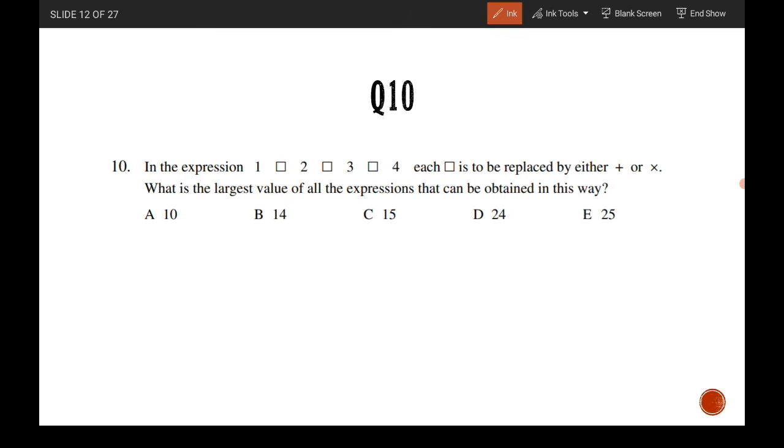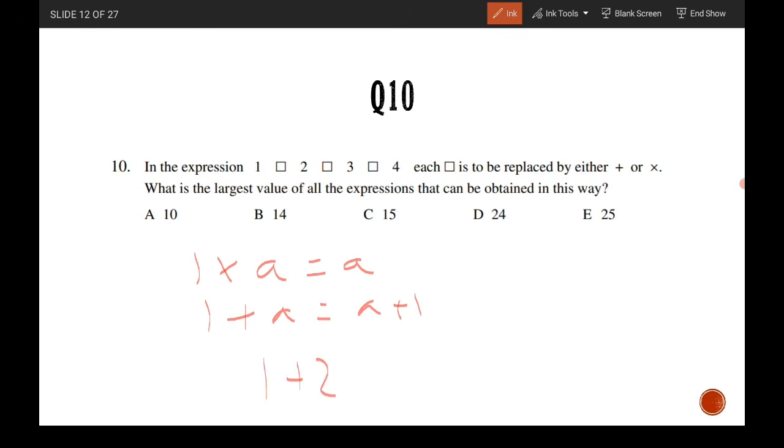So I think the key here is that multiplying something by 1 will always return the same value. So 1 times anything will always equal itself. But 1 plus anything will always be 1 more than anything. Therefore, the box in between 1 and 2 has to be a plus.